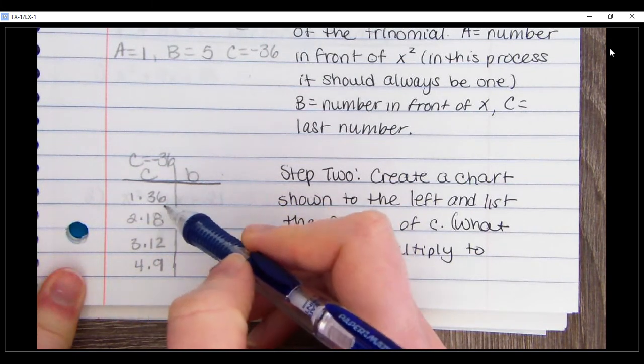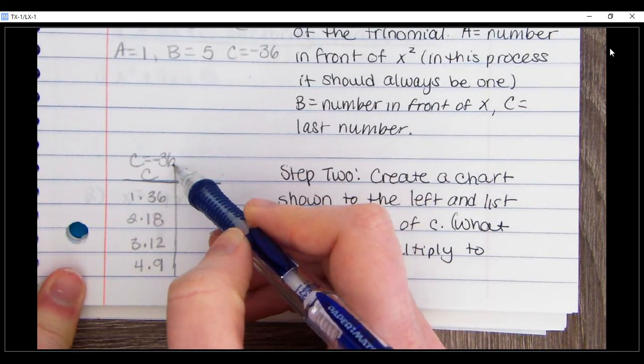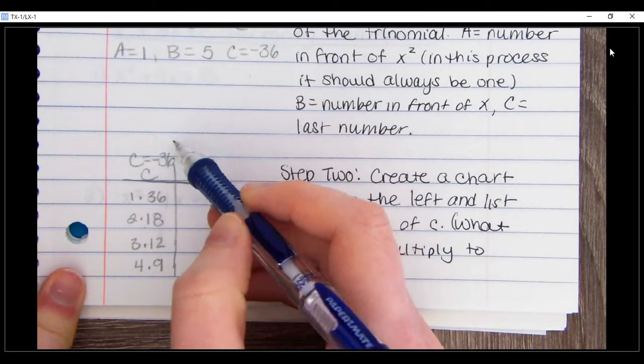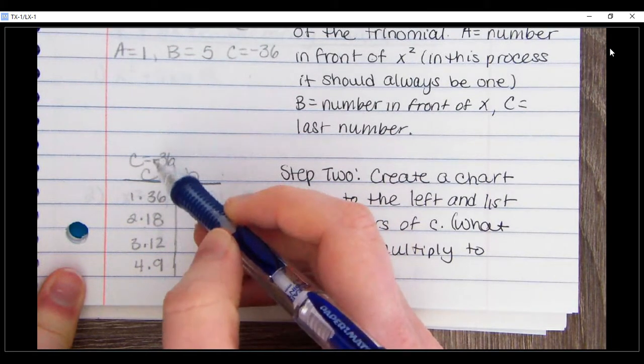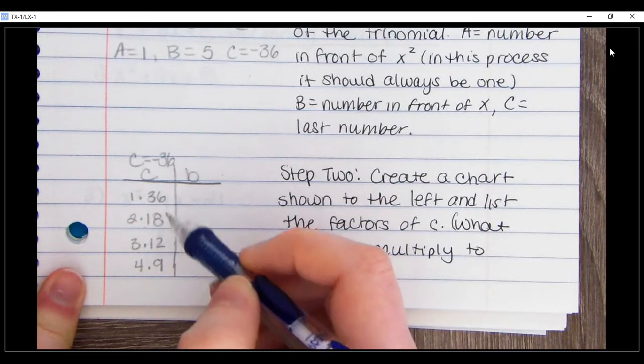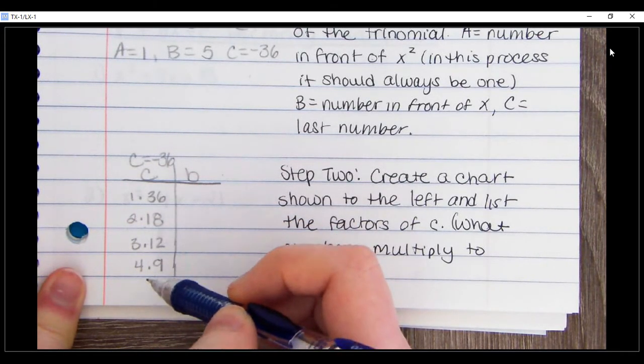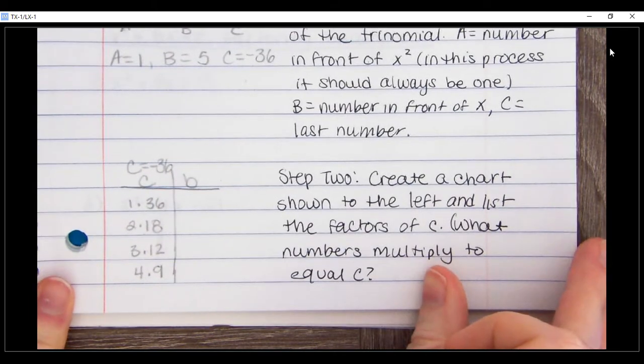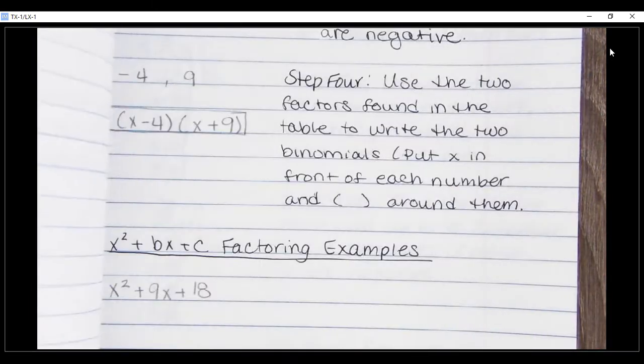I know that 1 times 36 is going to equal 36. 2 times 18 will equal 36. 3 times 12 will equal 36, and 4 times 9 will equal 36. We'll worry about that negative in just a bit, but what you need to figure out is what can be multiplied together in order to equal your c. Now, that might require you to use your calculator, think outside the box. It's really important for you to make sure you list all the factors just in case you miss something, okay? So here we go, next step.